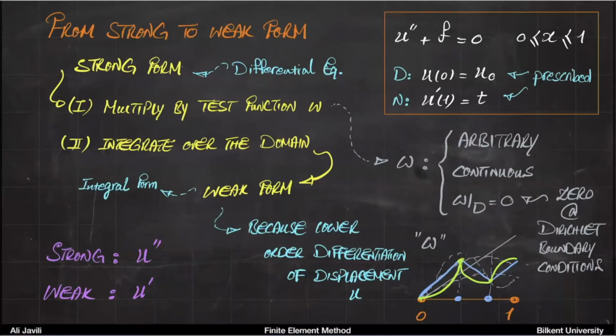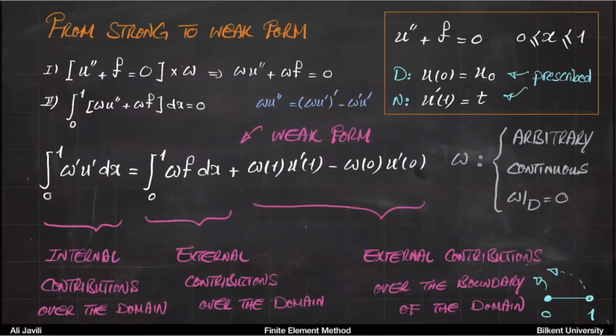That makes sense. And the procedure to go from the strong form to weak form was by multiplying by a test function and integrating over the domain. And if you do that for a strong form here, you get the weak form that we have here.